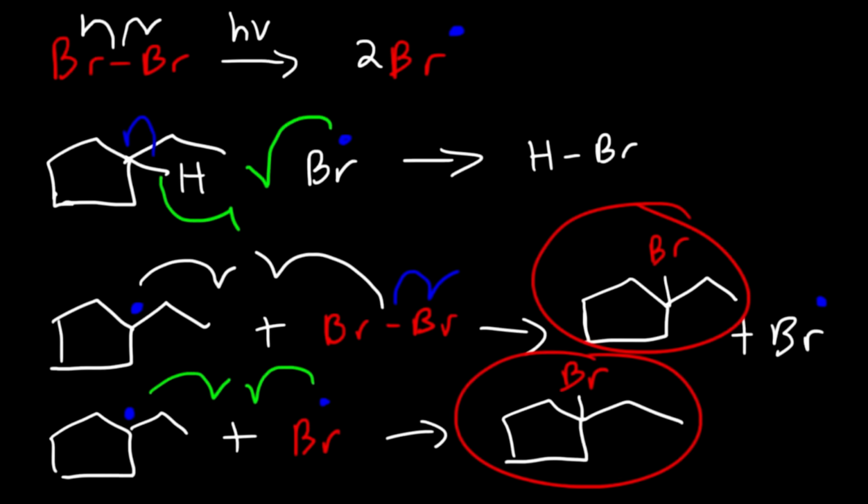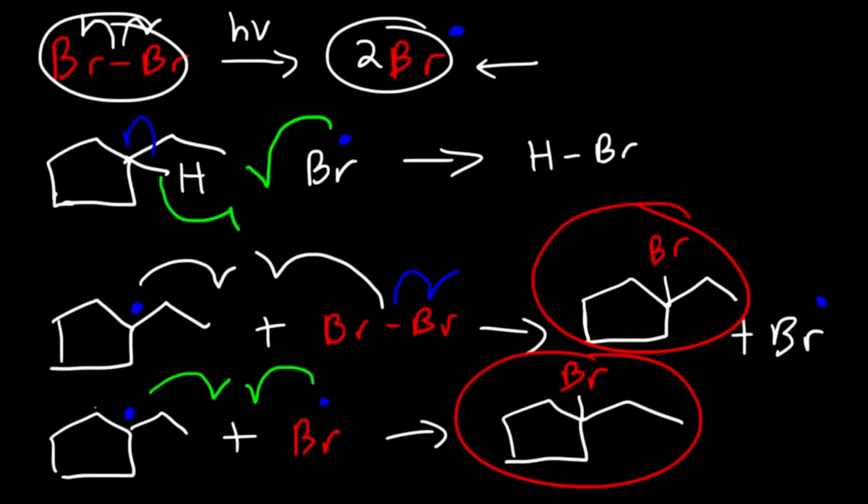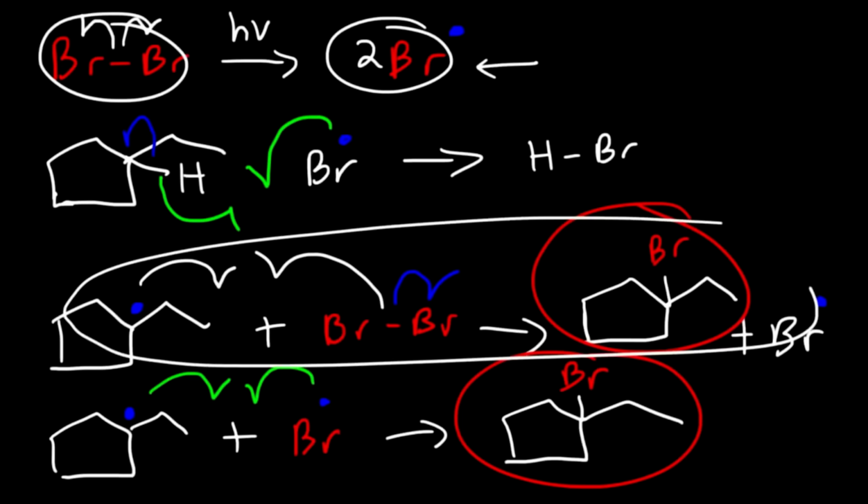The propagation step is more likely because there's a lot more bromine molecules than bromine radicals. The amount of bromine radicals in a solution is very small. So this step will occur more frequently.